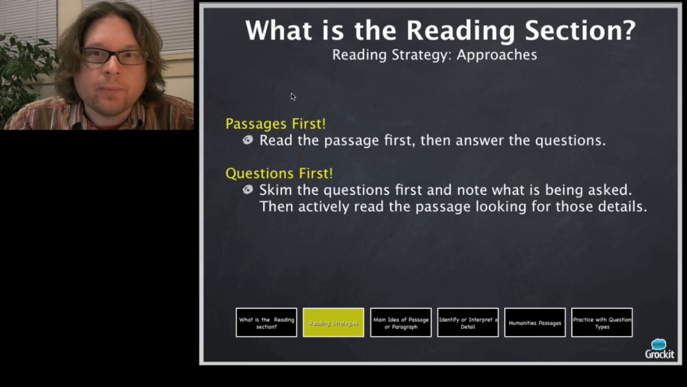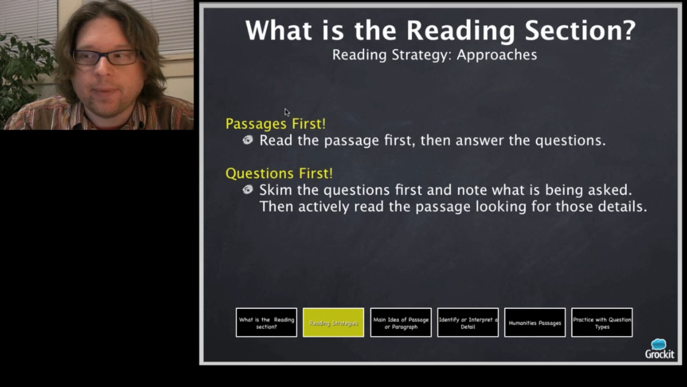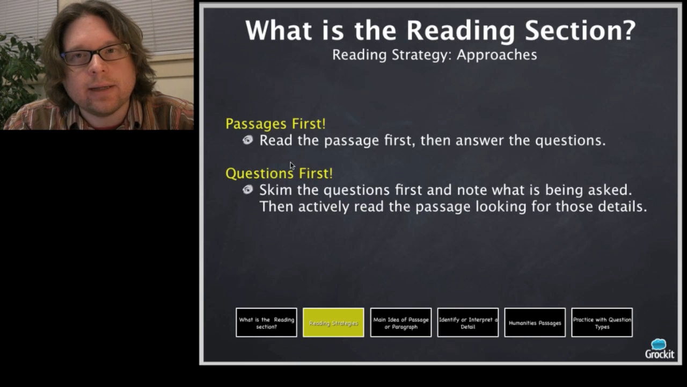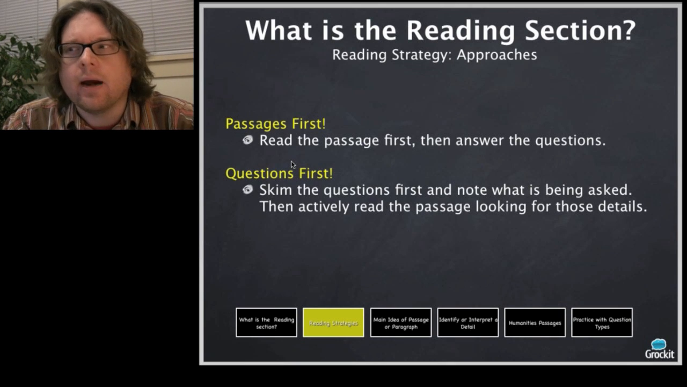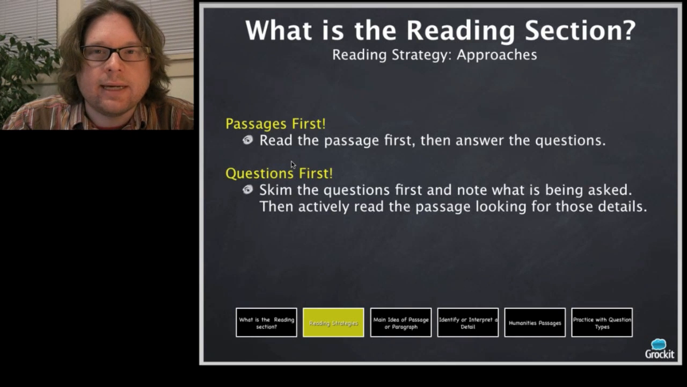Anyway, so your two approaches are reading the passages first, where you don't even look at the questions. Read the passages first, and then you just hit the questions knowing what's where. The other alternative is reading the questions first. Now, you're not trying to answer the questions first. You're looking at the questions to see which ones are the types of things that you know you're going to need to keep an eye out for.